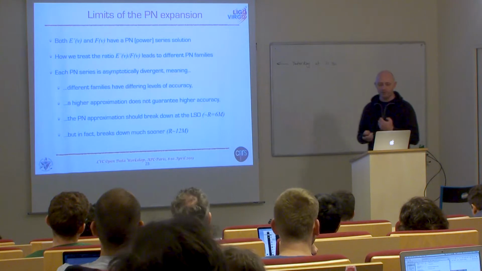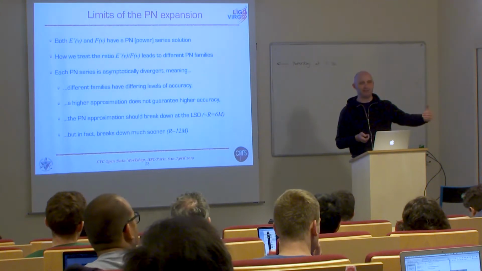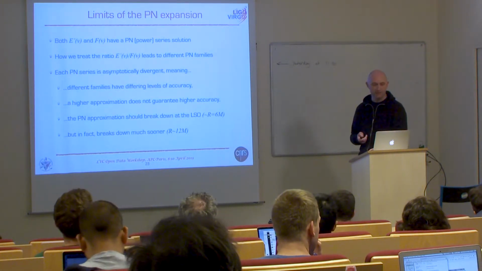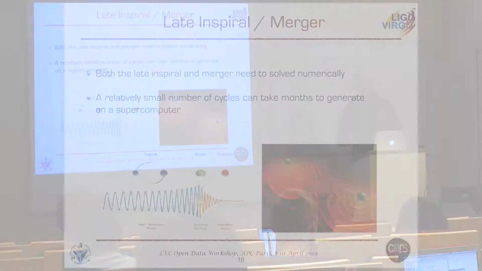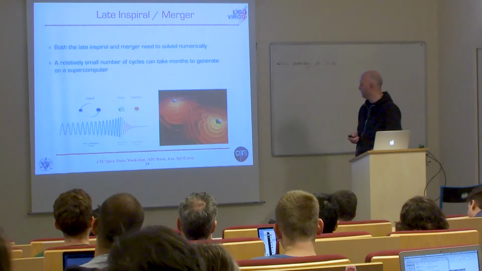We also know from theory that the post-Newtonian theory should break down as we approach the last stable orbit, but in practice we found that it actually breaks down much sooner than that. So that means that for the late inspiral and for the merger, we need to use numerical relativity. This is a very computationally intensive exercise, and a small number of cycles, on the order of tens, can take many, many months on a supercomputer.